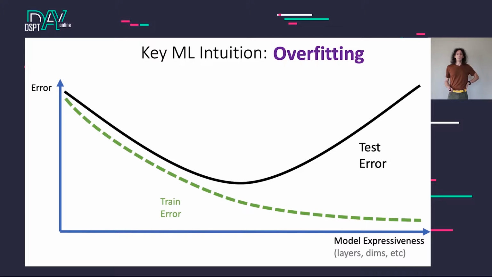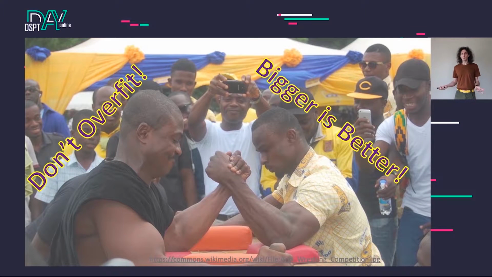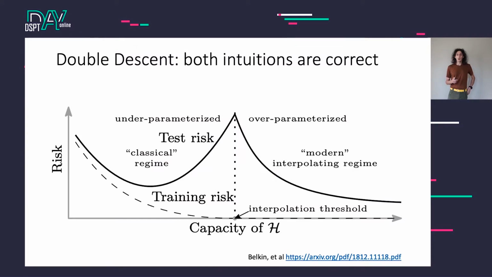And yet, in deep learning land, there's this other intuition that bigger is better, causing NVIDIA to train an 8 billion parameter language model, right? Bigger is better. We see this over and over again in deep learning. So how can these two both be true, right? They're in direct conflict. Either it's bigger is better or overfitting happens if it gets too big. So double descent explains how these are actually both true in different parts of the configuration space.